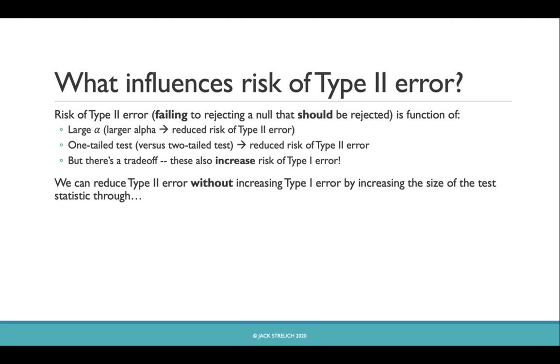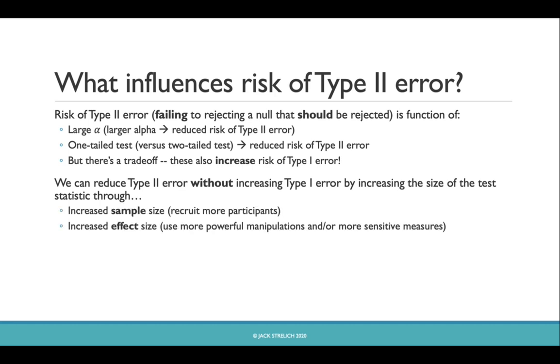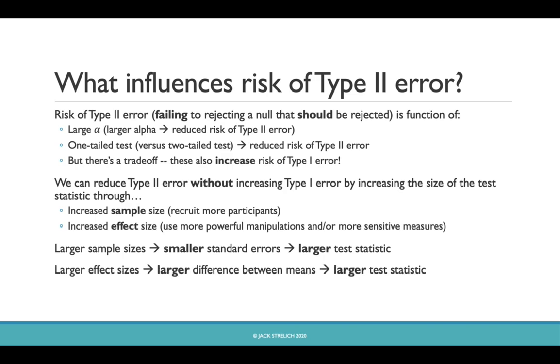We can reduce type 2 error without increasing type 1 error by increasing the size of the test statistic. This can either be done through increased sample size, for example, if we just recruit more participants, or increased effect size. We can use more powerful manipulations or more sensitive measures. Using larger sample sizes leads to smaller standard errors and thus to a larger test statistic, and using a larger effect size produces a larger difference between means and thus a larger test statistic.